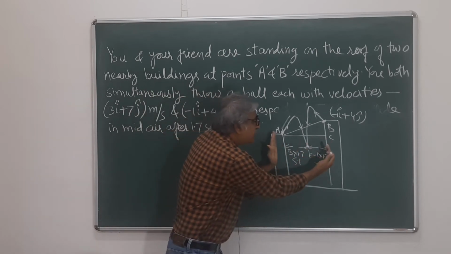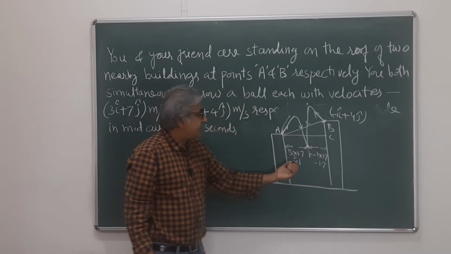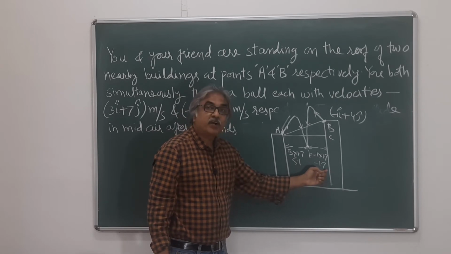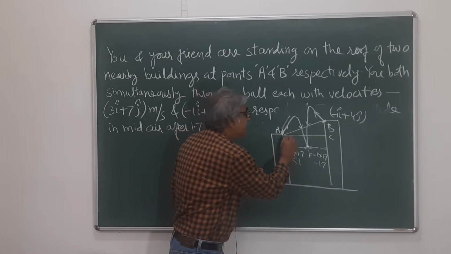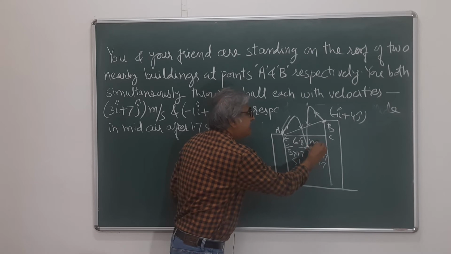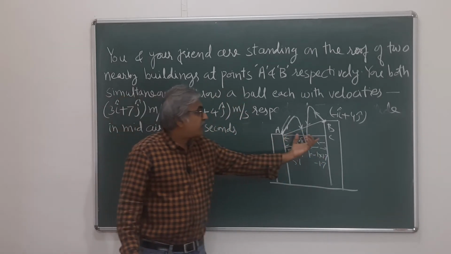But as far as this total distance, the length of AC, is considered, you have to just add it up. So it is 5.1 plus 1.7, and so AC is 6.8. AC is 6.8 meters.